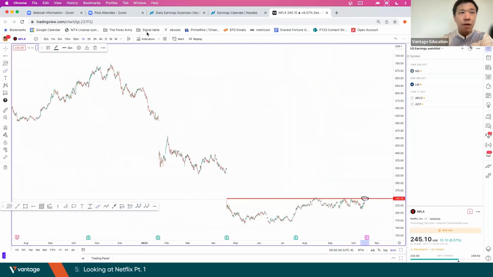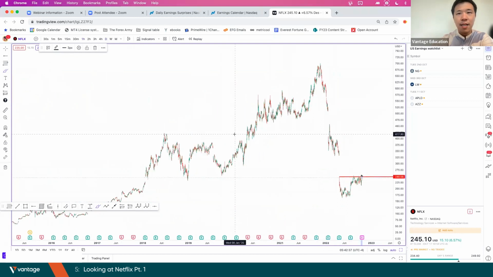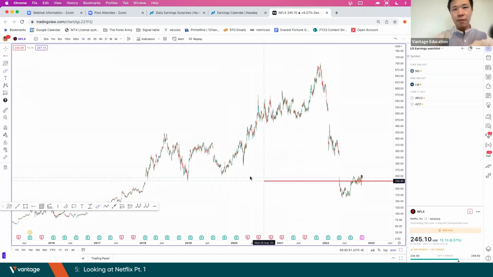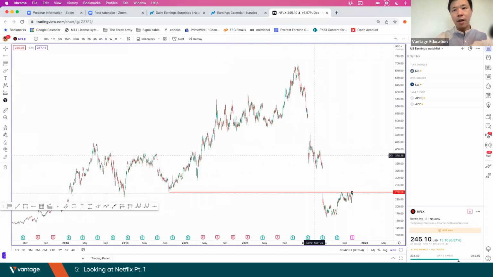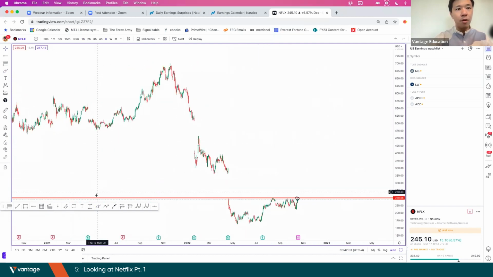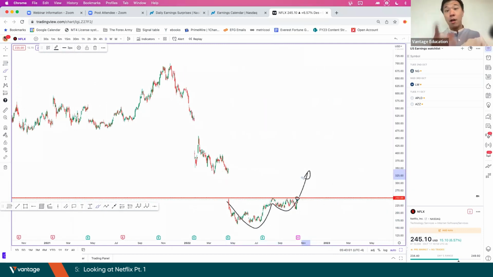The key thing I want to take note of, if you zoom out on the higher time frame, is that yes, we are at this level, and that's the benefit of going to a higher time frame. This level stretches all the way back to 2019, where it was tested. If you look closely, what's the pattern we're looking at? This could be something like a cup and handle pattern, so it might be breaking out from here. A lot of that hinges on the earnings report.